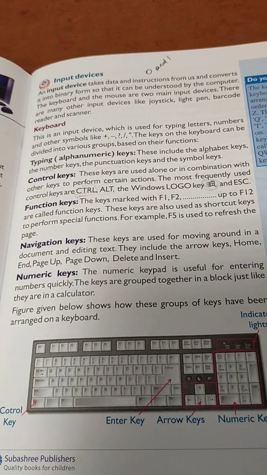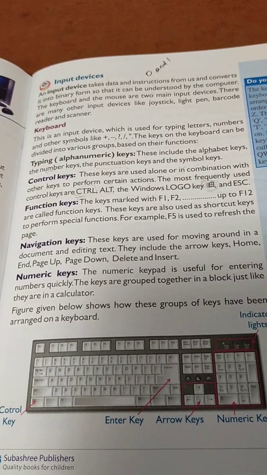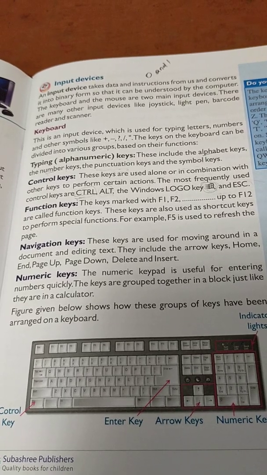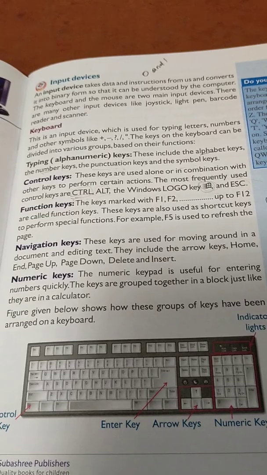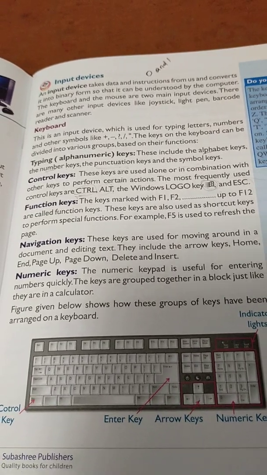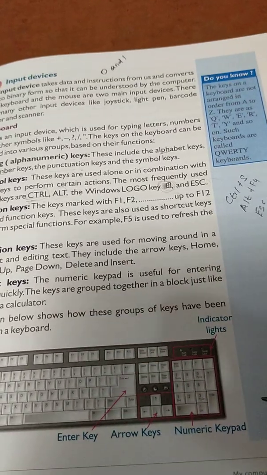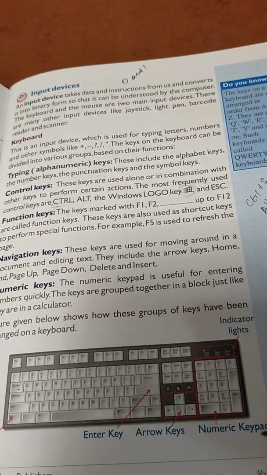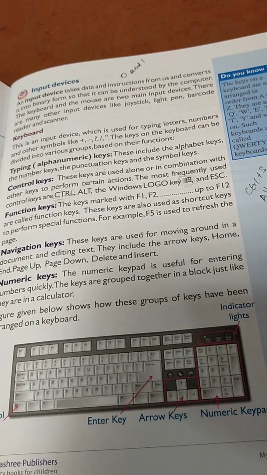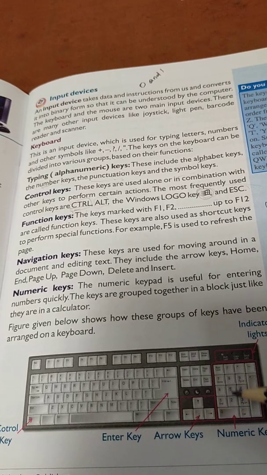Numeric keys. The numeric keypad is useful for entering numbers quickly. The keys are grouped together in a block, just like they are in a calculator. Of course, the numeric keys are grouped together in a block. You know the calculator, it is specially designed for calculation. This side is specially designed for calculation. This is the numeric keypad. It looks like a calculator. We can do the calculation easily.